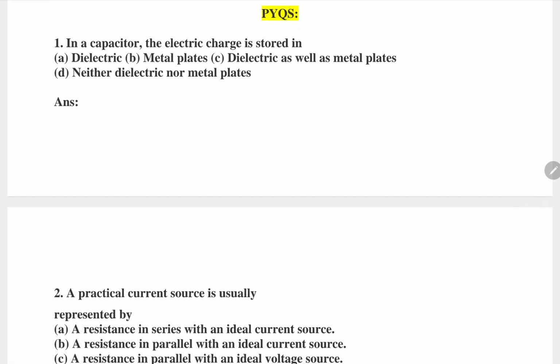In a capacitor, electric charge is stored in: dielectric, metal plates, dielectric as well as metal plates, or neither dielectric nor metal plates. So the charge is going to be stored in the dielectric.